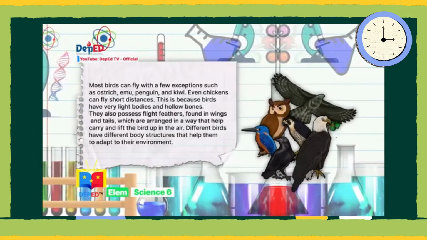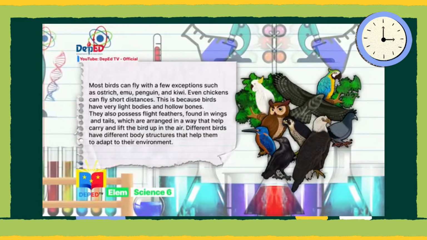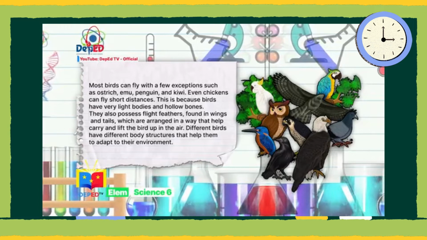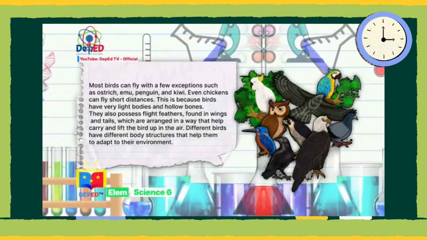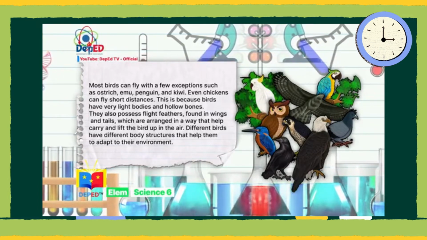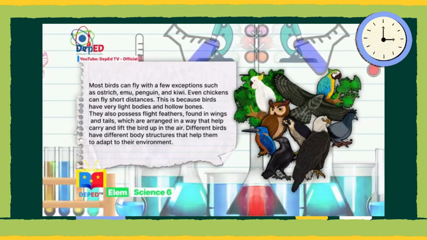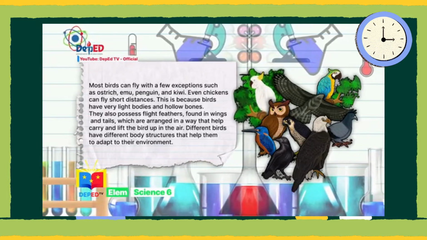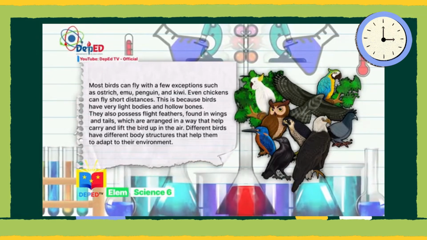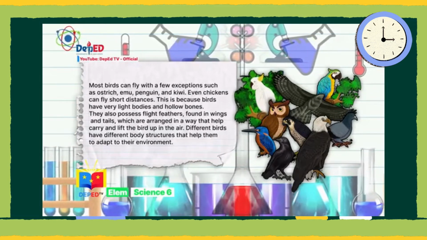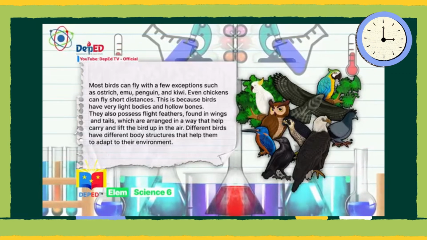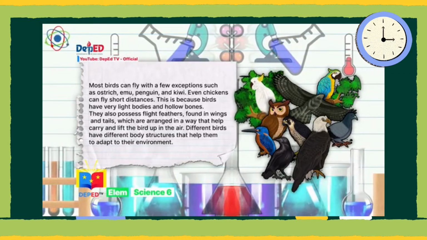Most birds can fly with a few exceptions such as ostrich, emu, penguin, and kiwi. Even chickens can fly short distances. This is because birds have very light bodies and hollow bones. They also possess flight feathers found in wings and tails, which are arranged in a way that helps carry and lift the bird up in the air.